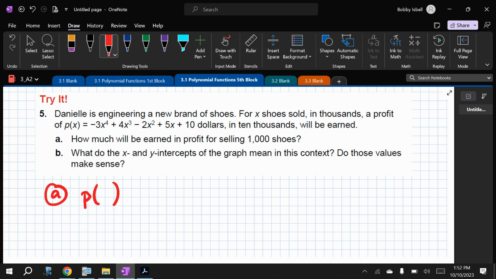All right. So, key thing here is that it says for shoes sold in thousands and profit is in 10,000s. So, what are we plugging in for x for 1,000 shoes sold?